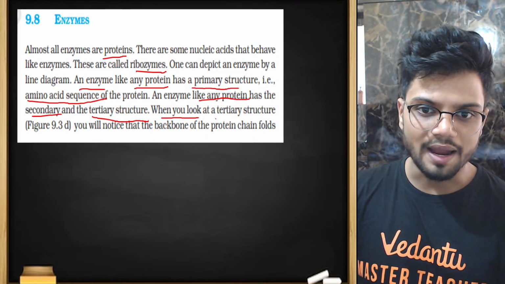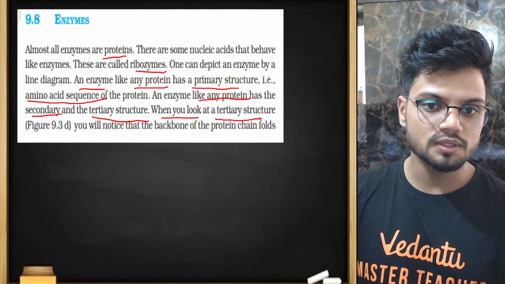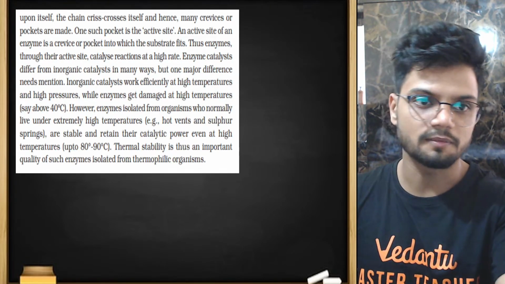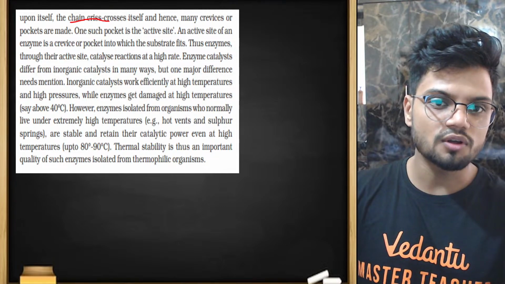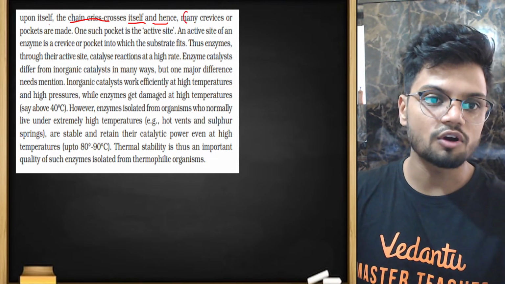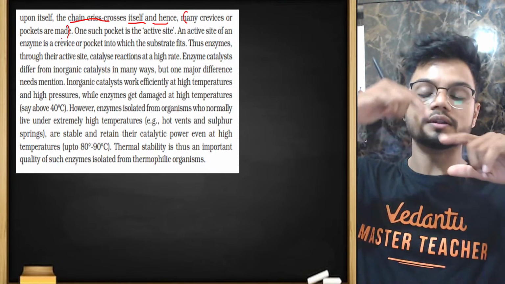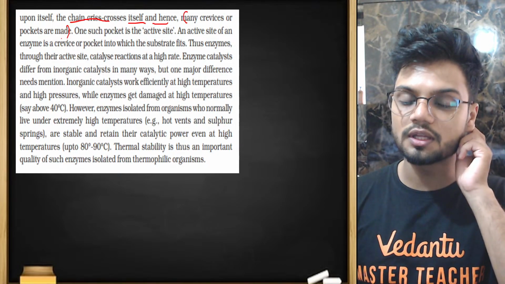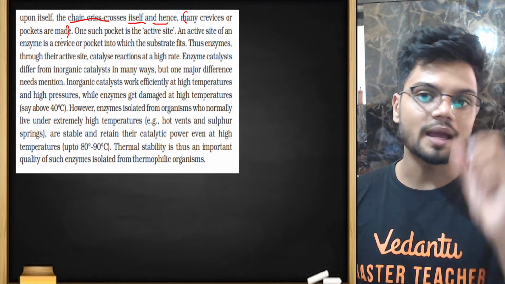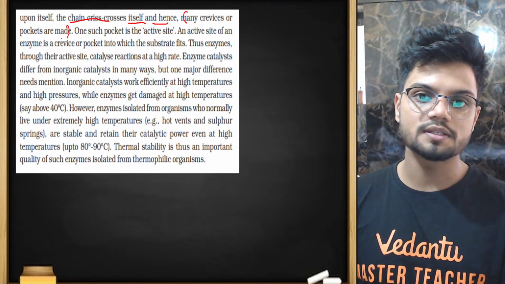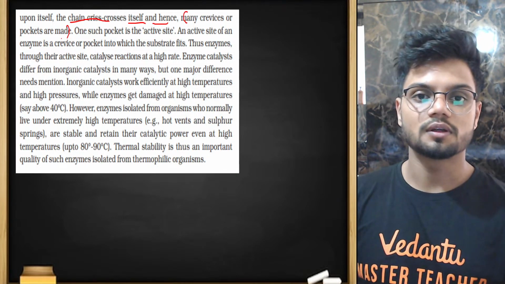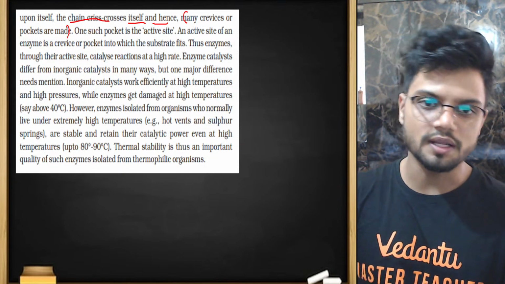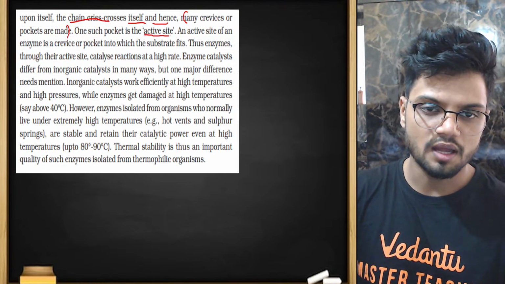Now, when you look at the tertiary structure, you will notice the backbone of the protein chain folds upon itself. See here, the chain crisscrosses itself, and hence many crevices or pockets are made. So on the tertiary structure of the protein or enzyme, you will have small gaps and pockets on the top of the enzyme. These small pockets or crevices are called the active site.